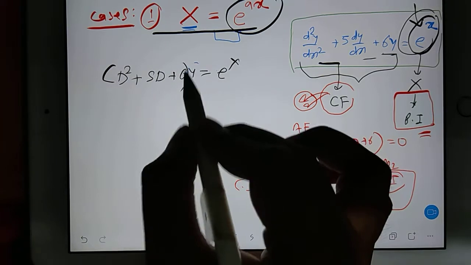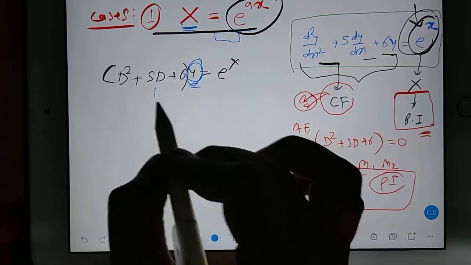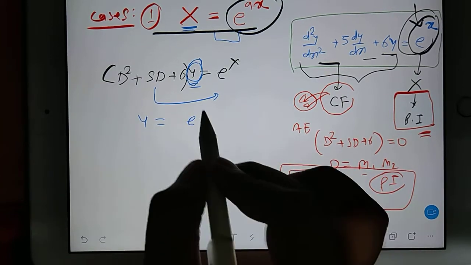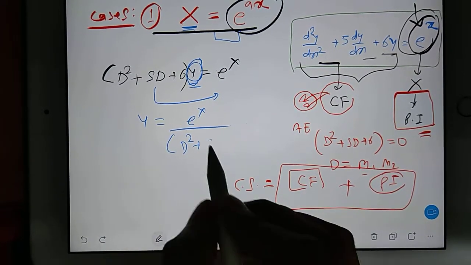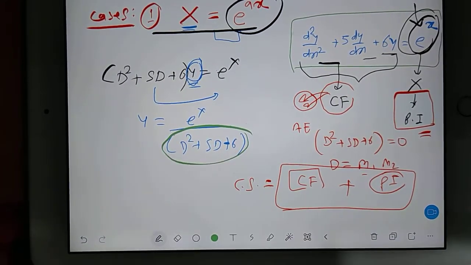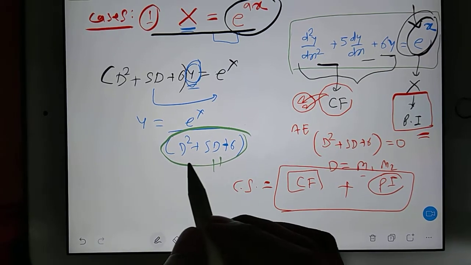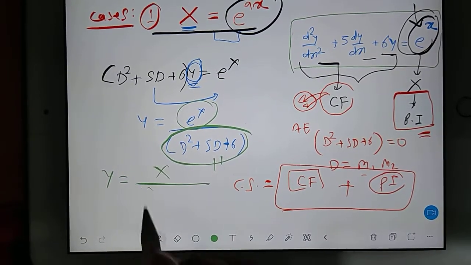So then what will I do? This y, I need to find this y value only. For the particular integral, I will send this value down, so y will look like e power x divided by D square plus 5D plus 6, right? Now see here, what is this? This is nothing but your function of D. So this y looks like the output, this is your x, and this looks like D.